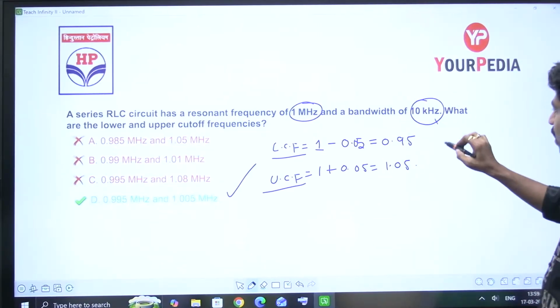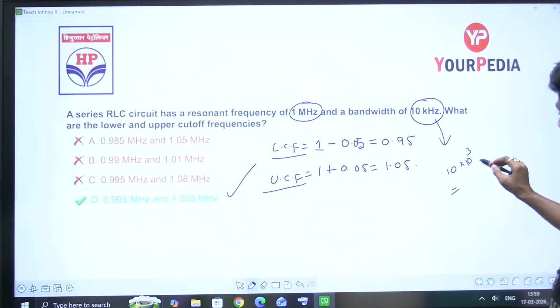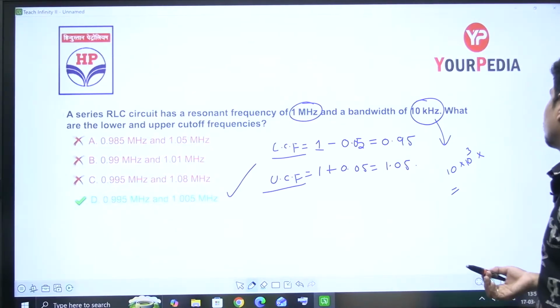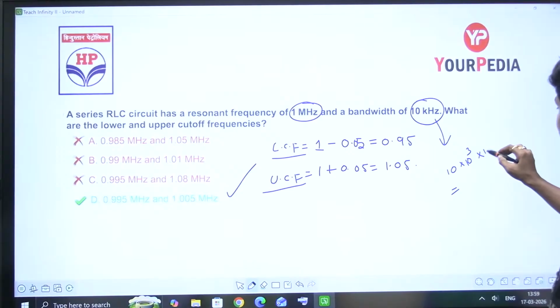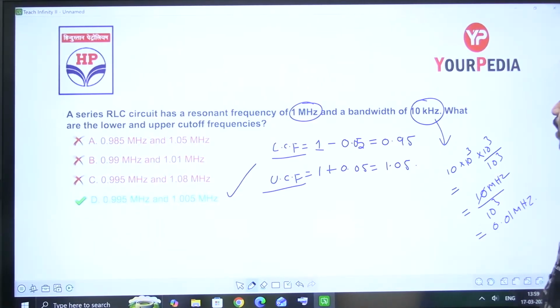If you convert into megahertz, right? 10 kilohertz, that is 10 into 10 to the power of 3. If I convert into mega, I need to multiply and divide by 10 to the power of 3. So 10 kilohertz divided by 10 cube gives 0.01 megahertz, right? 0.01 megahertz you get.